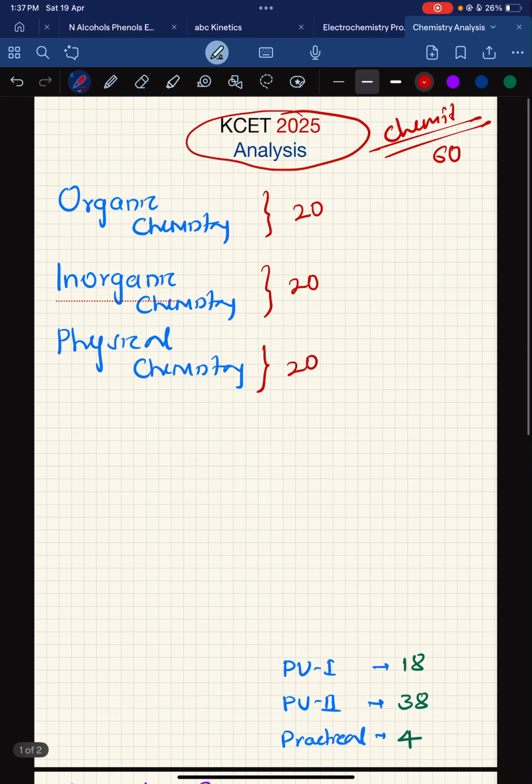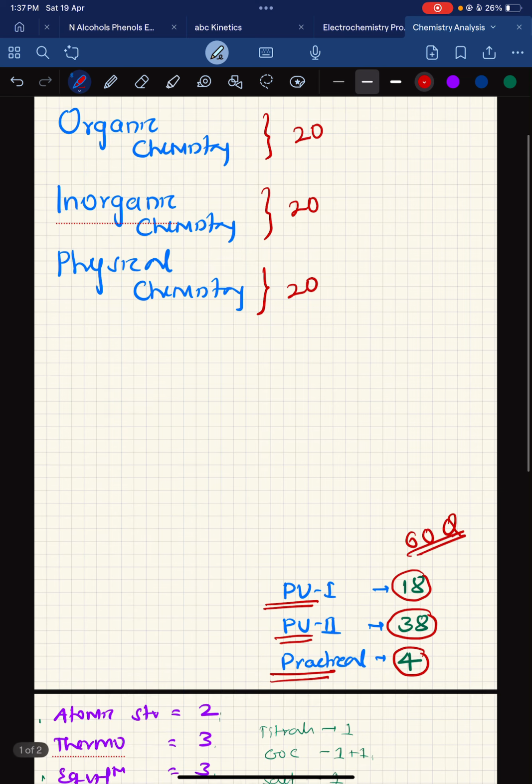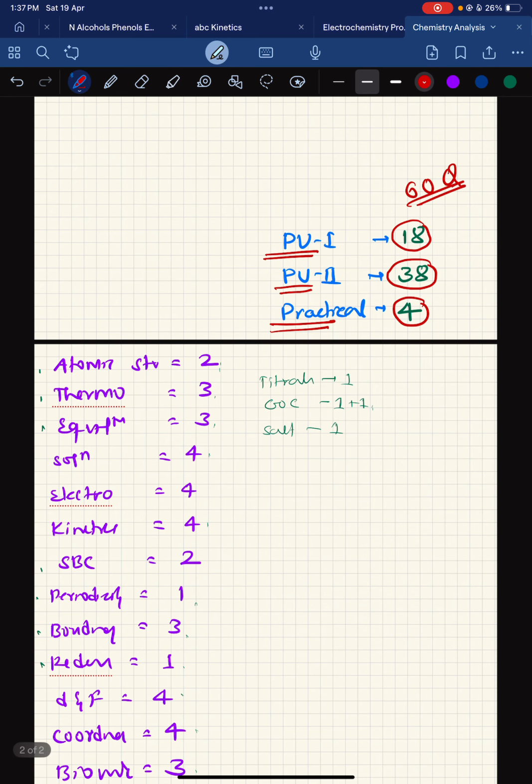So from this question paper, when I analyze, I came to see that from the PU first year syllabus we got almost 18 questions, and from second year we have got 38 questions, and from practical chemistry we have got 4, right? So this is how the 60 questions have been divided, right? So in practical, one question is from titration, the other is from GOC.